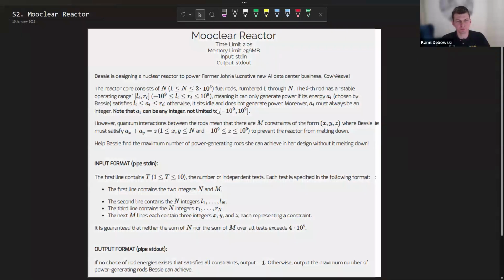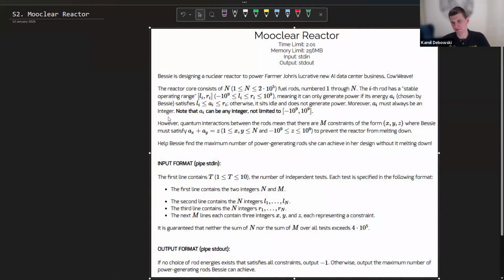But that's part of competitive programming. You need to solve a lot of problems to see a lot of tricks and techniques. We have n rods. Each has some safe, stable operating range, and we want to maximize the number of rods that are within their accepted range.